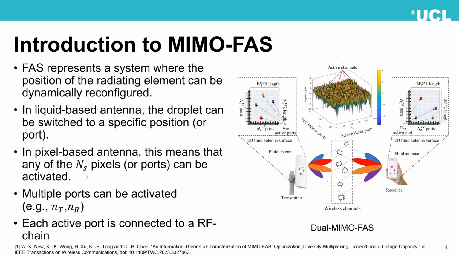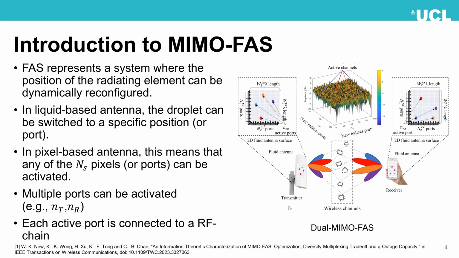Well, MIMO-FAS refers to a FAS where multiple ports can be activated. For example, NT ports can be activated at the transmitter side, and NR ports can be activated at the receiver side. Each of these active ports is flexibly connected to an RF chain. And in liquid-based antenna or pixel-based antenna, this can be achieved by using surface wave technology.